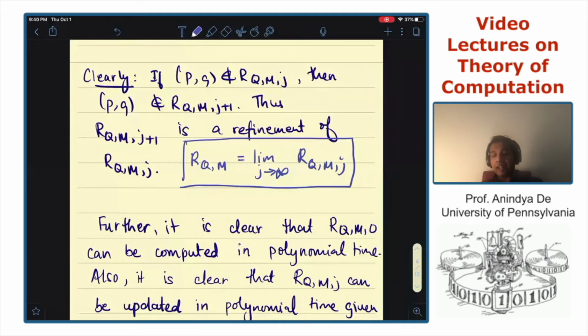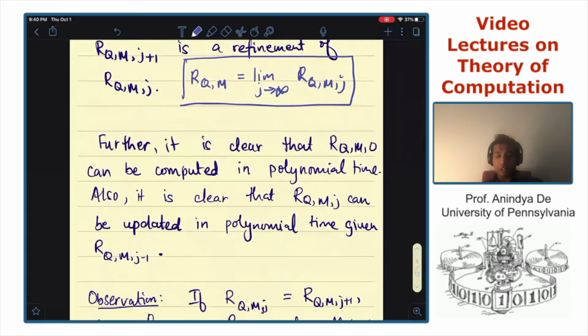So, we have defined R_{Q,M,J}, these equivalence relations. And now how do we compute these equivalence relations? And if we manage to compute R_{Q,M,J} for any J, how does it give us R_{Q,M}? Well, first of all, observe that the equivalence relation R_{Q,M,0} can be computed in polynomial time, because that equivalence relation only has two equivalence classes, the accepting states and the rejecting states. So that equivalence relation is easy to compute.